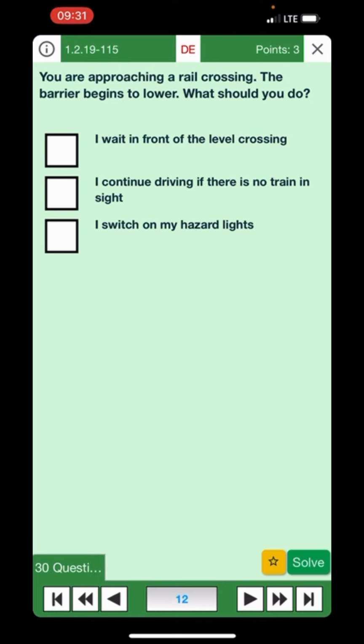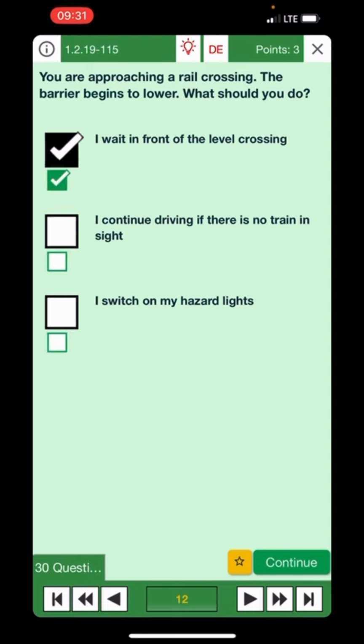You are approaching a rail crossing. The barriers begin to lower. What should you do? I wait in front of the level crossing. Yes. I continue driving if there is no train in sight. No. You see that the barrier has begun to lower. No. So I switch on my hazard lights. No, definitely not in this case. In this case, I think it's just wait in front of the level crossing. Yes, that's the right answer.